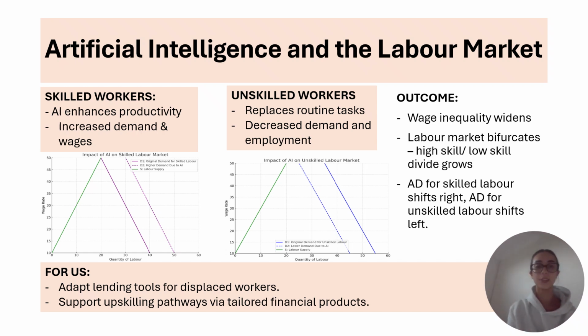For Valiant, this trend has practical implications. Credit assessments must reflect income volatility and employment precarity. Our risk modelling should account for shifting wage dynamics. We can partner with educational providers and offer loans for reskilling to support clients in transition. By understanding these dynamics, we stay ahead of the labour market trends and continue serving our diverse customer base effectively.